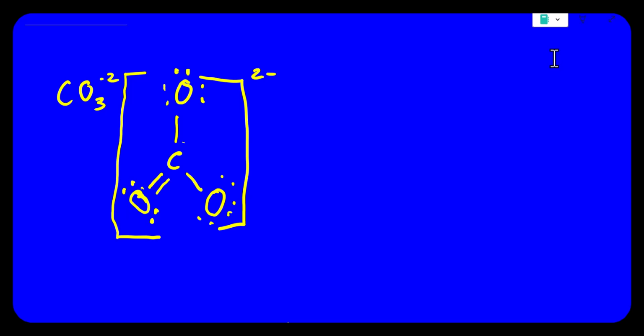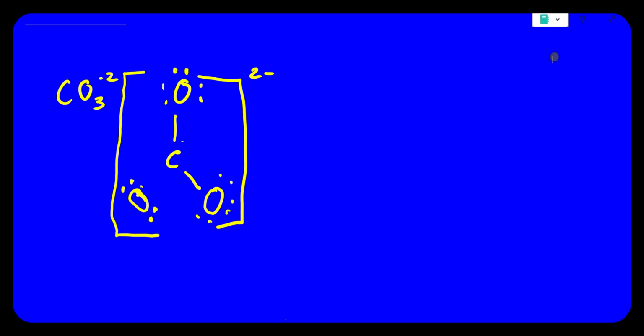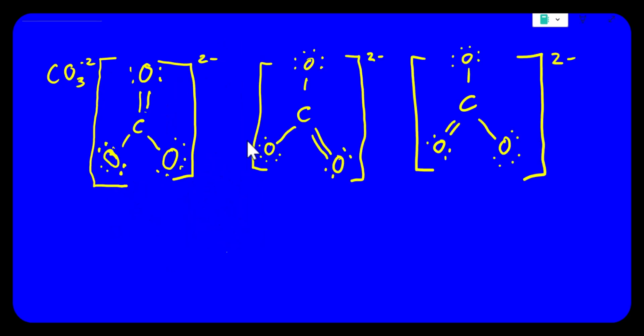So then the question becomes, how would we make a structure that would represent that, where we could show that there's a double bond on each one of the oxygens? We could also have a structure that looked like this, and we could just as easily do the same thing right here. This is where resonance structure comes in. We write each of the possible structures. So we have a double bond here, we have a double bond here, and we have a double bond here.